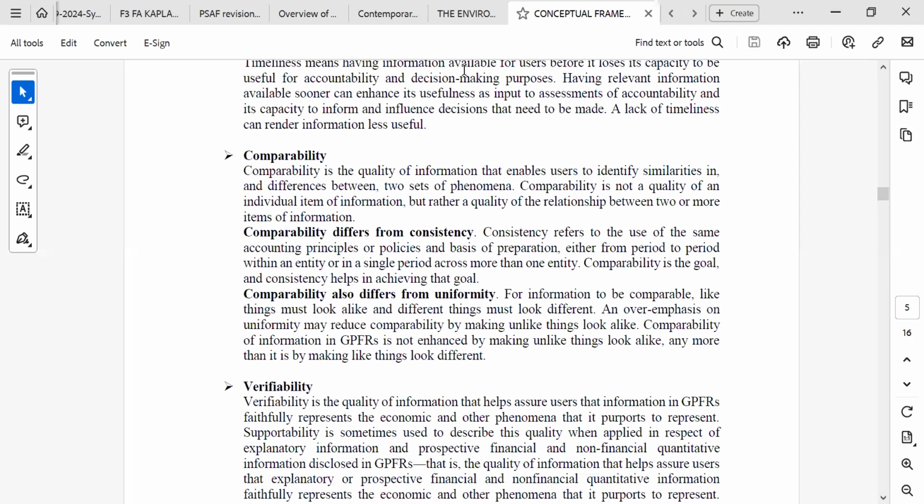Okay. So if it is the policy of the company, you cannot choose the policy of the company over what the law is saying. All right. So let's come to comparability. What do you mean by comparability?